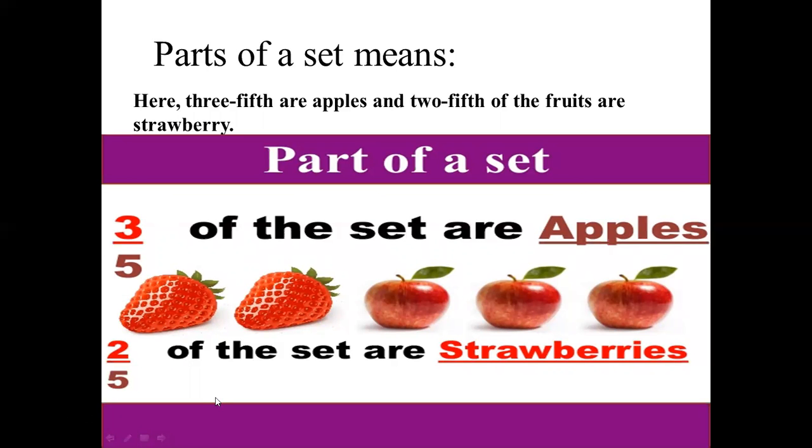So the fraction is not only of a shape or of a cake or of a pizza. The fraction is also a part of a set. Here, if we talk about the strawberries, there are only 2 strawberries out of these fruits. So the fraction for the strawberry will be 2 upon 5, or we can say it's 2/5 of the fruit. And if we talk about the apples, there are a total of 3 apples out of these 5 fruits. So the fraction for the apples will be 3 upon 5, or we can say 3/5. This is known as part of a set.